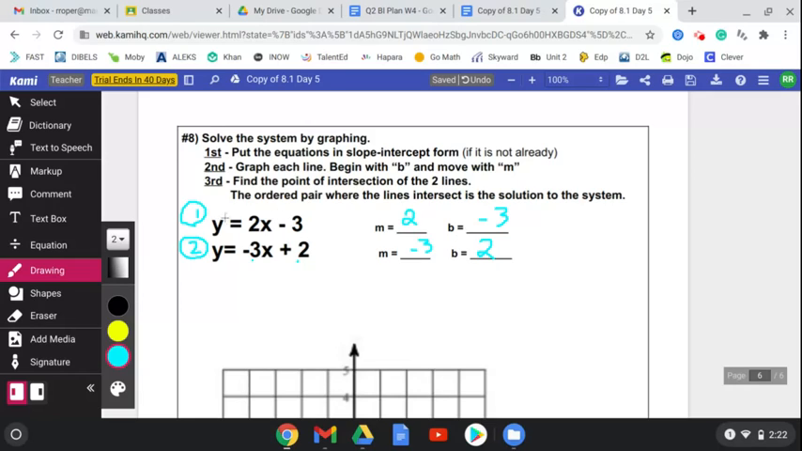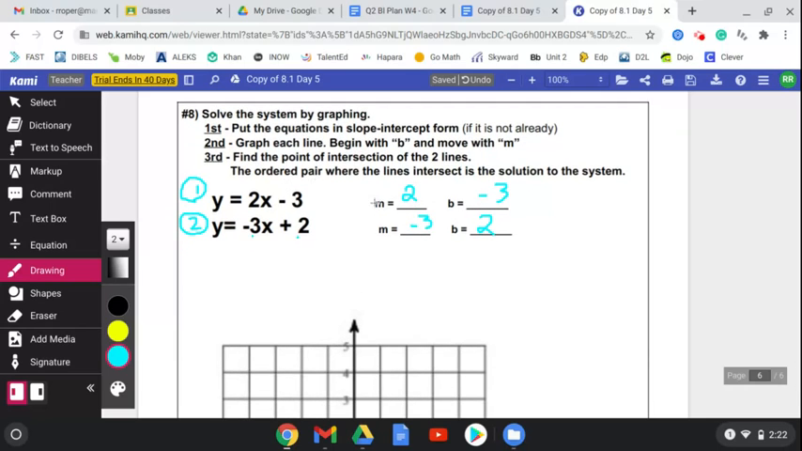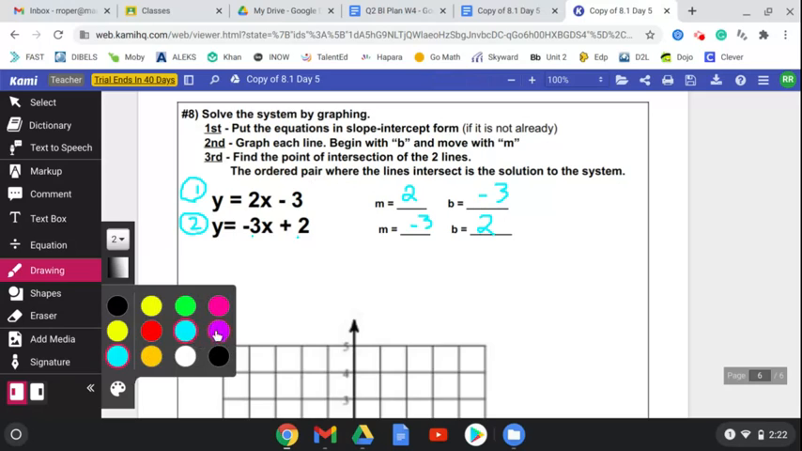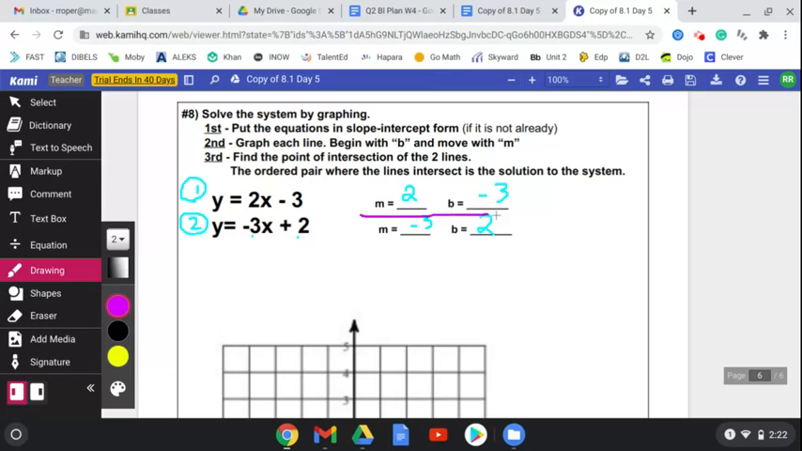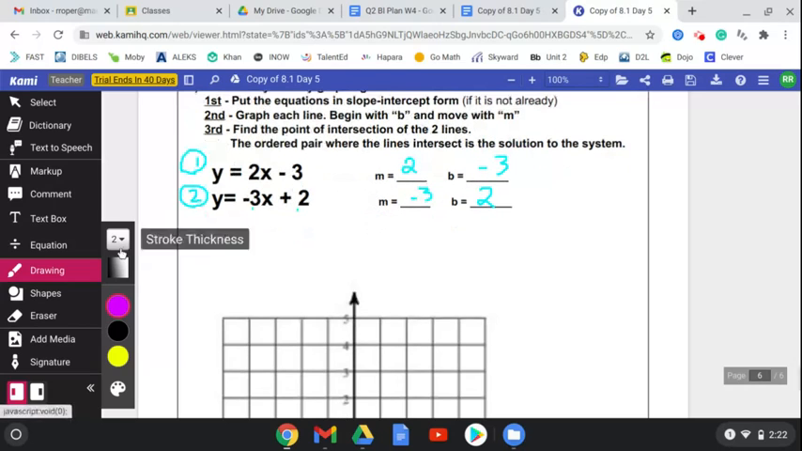So let's graph equation 1. Well, we're going to begin with b. Where is b in equation number 1? It is -3, right? I'm looking at this right here right now. So -3 is where I'm going to put my first dot.